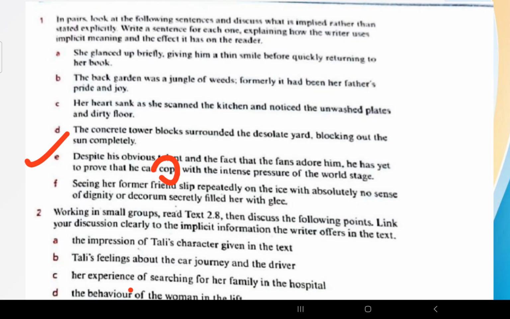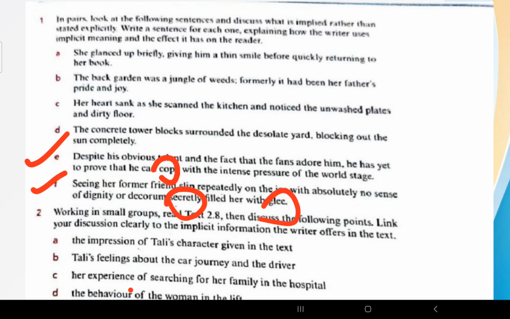Next one is the last one. Seeing her former friend slip repeatedly on the ice with absolutely no sense of dignity or decorum secretly filled her with glee. This is interesting. Seeing her former friend slip repeatedly on the ice with absolutely no sense of dignity or decorum secretly filled her with glee.